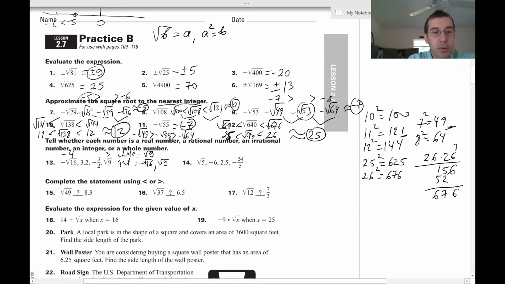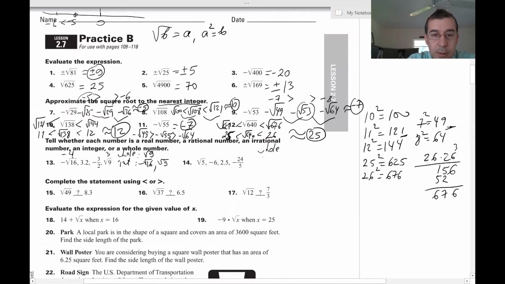Real numbers: all of them are real numbers. And then rational numbers and irrational numbers. We don't have irrational numbers because all these numbers can be represented as a quotient of two integers. Real numbers, all of them. Rational numbers, all of them. Irrational numbers, no. We don't have any irrational numbers. Okay, number 14.